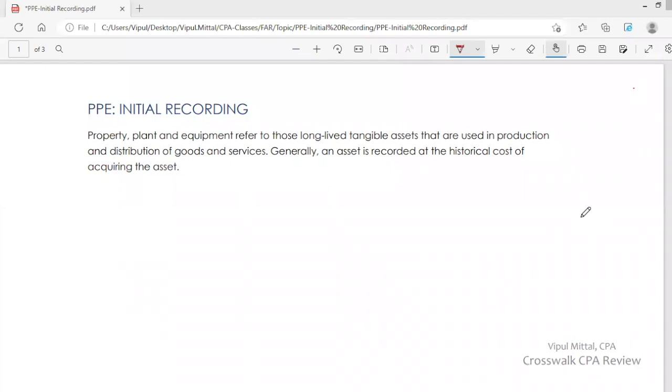Hello students, I am Vipul Mittal, and in this session I will discuss initial recording of property, plant and equipment. Property, plant and equipment includes building, machinery, equipment, furniture, land improvements.